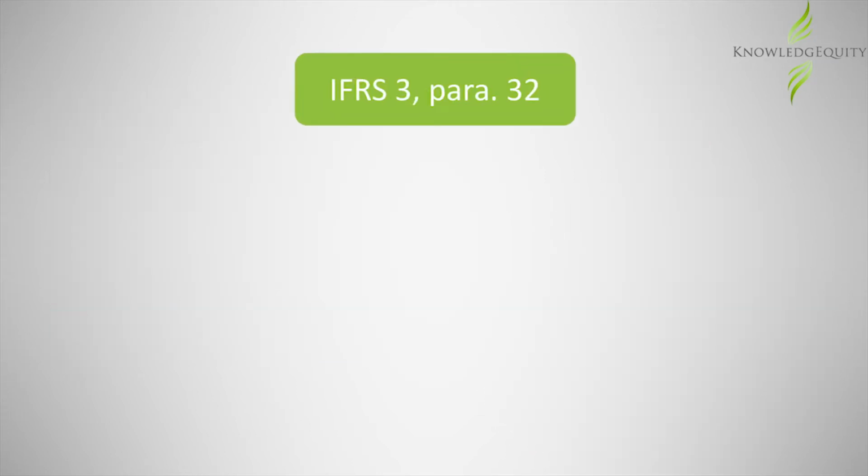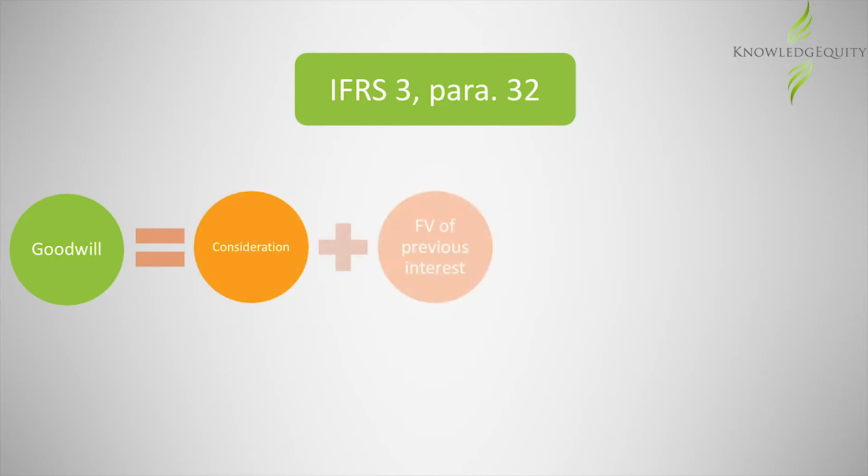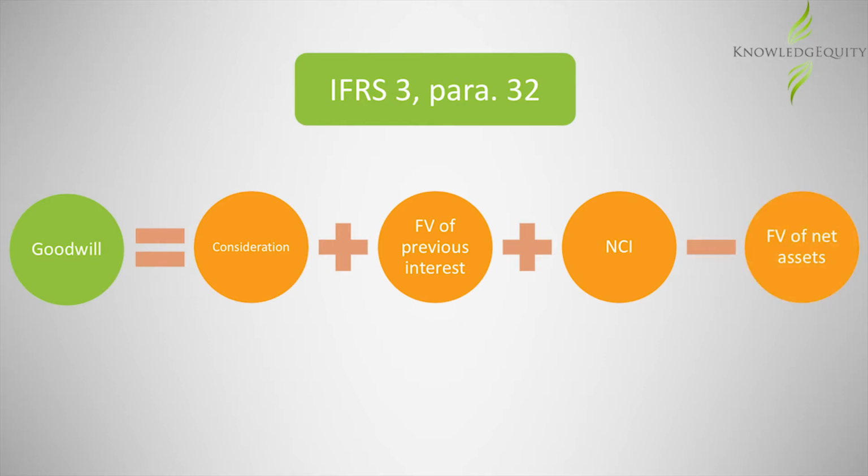IFRS 3 paragraph 32 sets out the formula for the calculation of goodwill, which is purchase consideration plus the fair value of previously held equity interests in the acquiree plus the amount of non-controlling interests minus the fair value of the identifiable net assets of the acquiree.